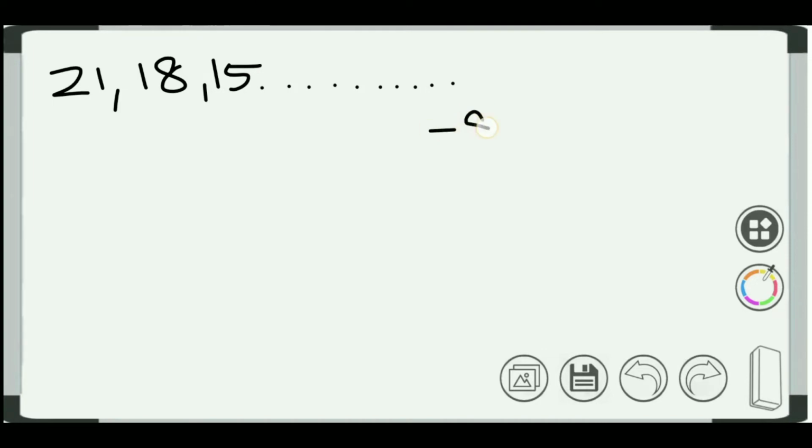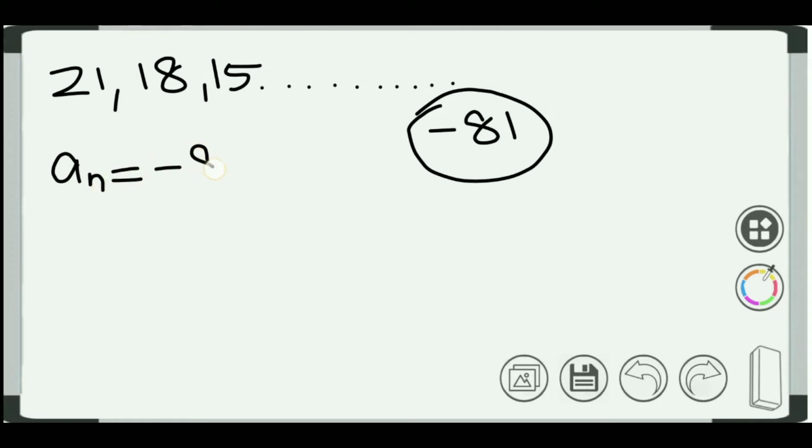Now consider another example. See, you have the AP 21, 18, 15, etc. So the question is, which term of this AP is minus 81? In this, which term is minus 81? We don't know which term it is. So you can take an is equal to minus 81. We can't take n because we need to find which term it is. We need to find what is n.